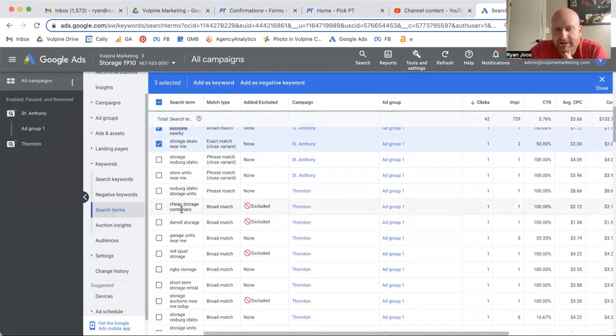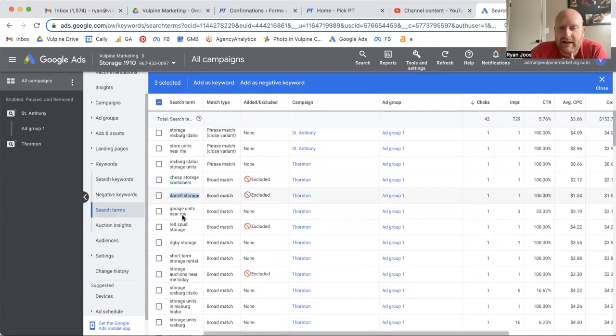Cheap storage containers. You can see I already pulled that out there. I did decide long ago that containers, oh yeah, storage containers, yep, that's not what we're going for. We need to pull that out. Daryl Storage, it looks like they're looking for a particular brand or competitor or something. I don't even know quite what this company is. We pulled that one out there.